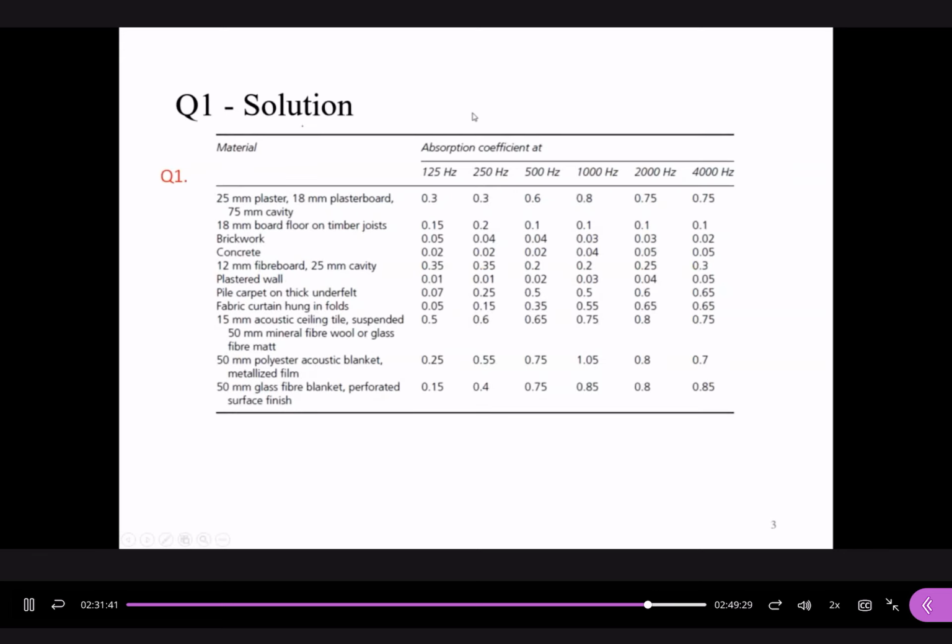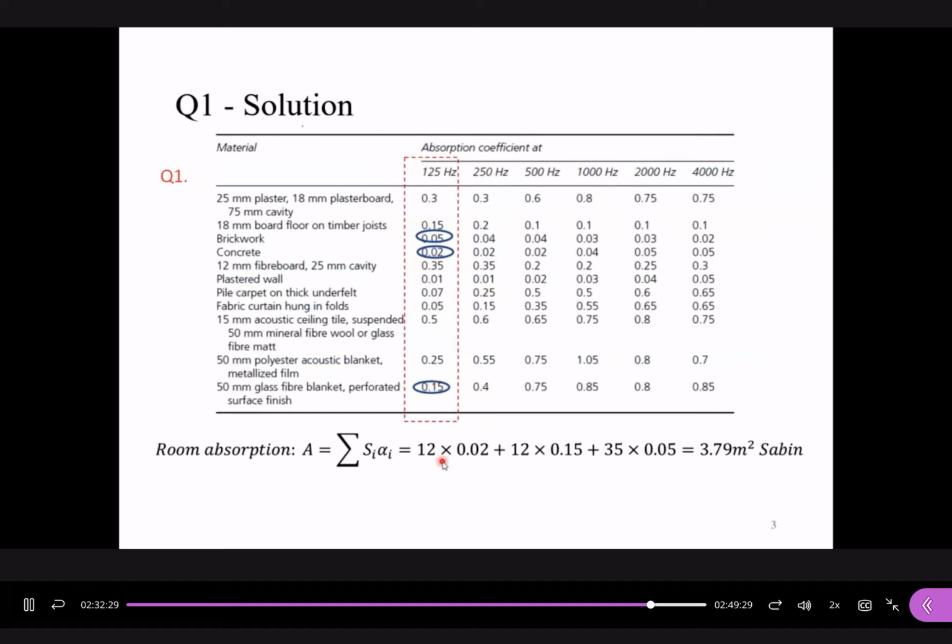Okay, now in this question we just consider 125 hertz, so that's why we just look at this column. Now we select these 3 parameters: brick wall, concrete floor, and the ceiling is 15 millimeter glass fiber. Okay, we select the appropriate conditions. So this one, concrete, is the floor absorption coefficient, brick wall is the absorption coefficient for the wall, and this is for the ceiling. And the room absorption is the summation of each of them. So you can find that the room absorption is 3.79 meter square Sabine. Some people ignore Sabine, just write it as 3.79 meter square. Please pay attention, this is not the geometric area. This is the room absorption.